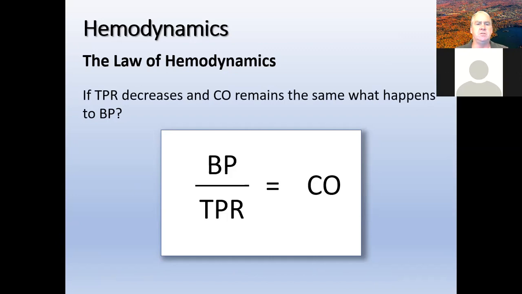If total peripheral resistance decreases and the cardiac output remains the same, what happens to blood pressure?